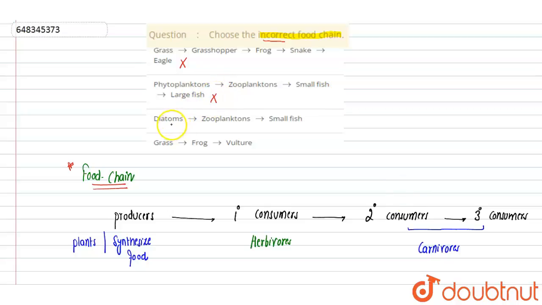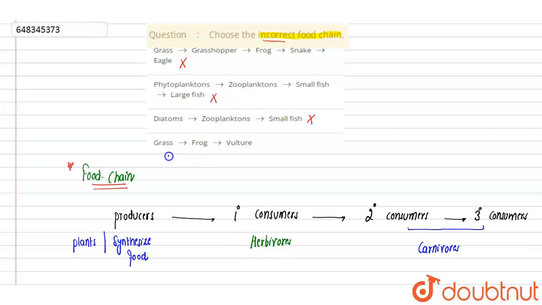Third, we have diatoms. Diatoms are also organisms which can synthesize their own food. They form the producer, that is correct. Zooplankton may feed on the diatoms, so they obtain their food from the diatoms. They are the herbivores, that is correct. Small fish in turn feed on the zooplankton, that is also correct.